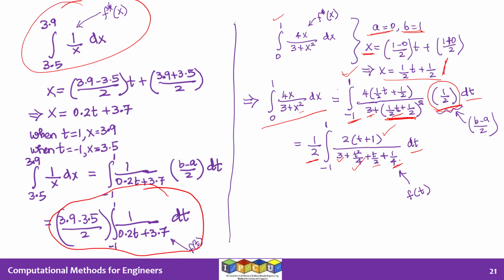So I've left it at that. I've not grouped the constant terms together. I can bring these two things together, etc. We should do it. We can do it. That's not a big thing. But what I'm trying to say here is this is your f of t. So the original problem has become a new problem.